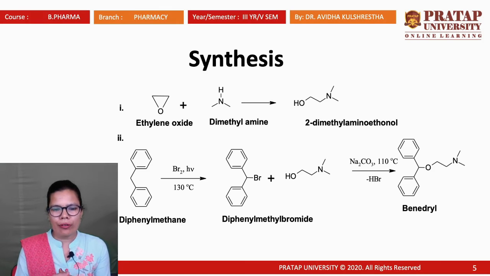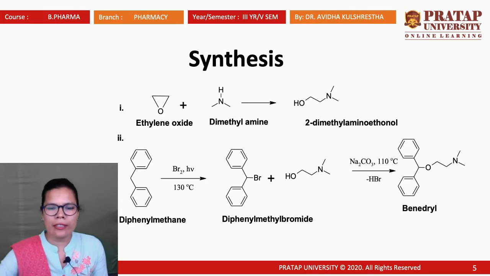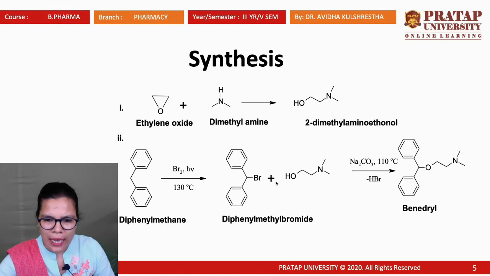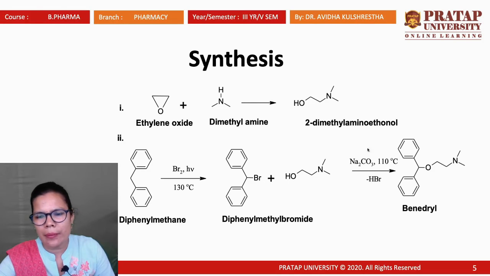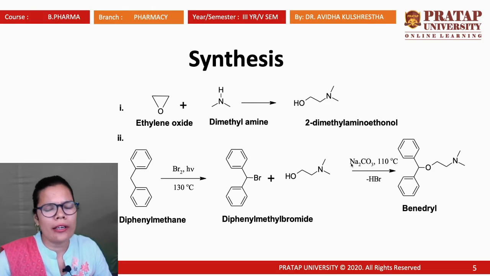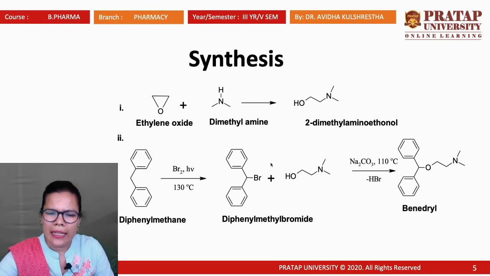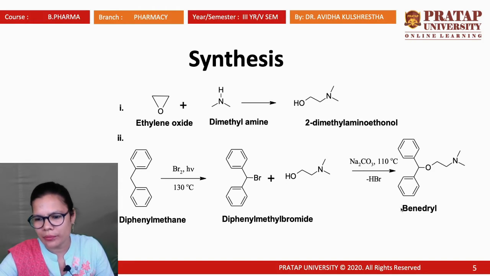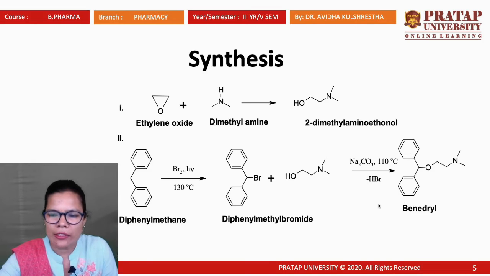So diphenylmethyl bromide is formed, which again interacts. You can see this bromine, and this hydrogen of the polar hydroxyl part interacts with this bromine, in just a single step in a basic medium at around 100 to 110 degrees Celsius. Both can interact, so HBr is removed and this oxygen is directly connected with this carbon. So Benadryl has been generated. The synthesis of Benadryl is very simple.